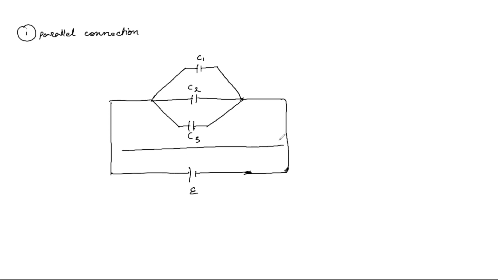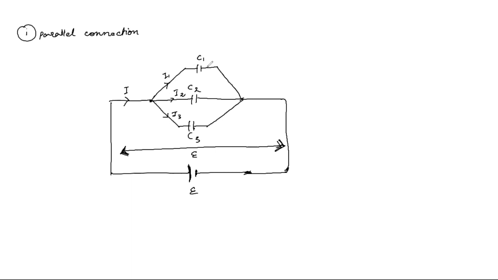Since they are connected in parallel, all the capacitors will have the same voltage, electric potential, E, because this EMF is in parallel with these capacitors. All right. So here, a certain current I is going to flow, and this current is going to be distributed in all these three branches, let's say I1, I2, and I3, because of which different charges will be flowing through these different capacitors.